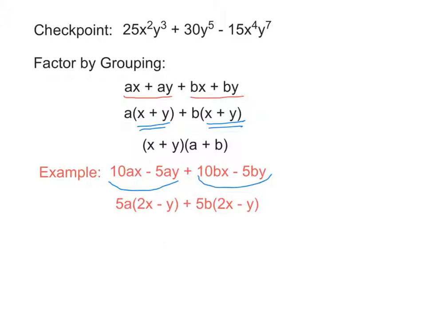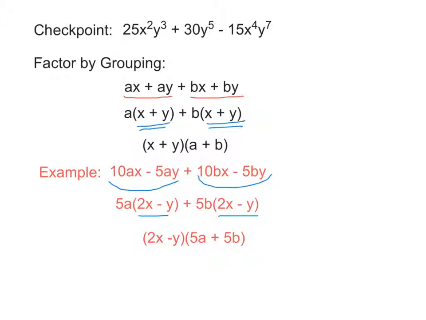And what do I have? Well, if you look closely, what you've got here is we have the same thing. We have 2x minus y and 2x minus y. So now I can factor the 2x minus y out. So our final result comes out to be (2x minus y) times (5a plus 5b). So here is an example of factor by grouping.